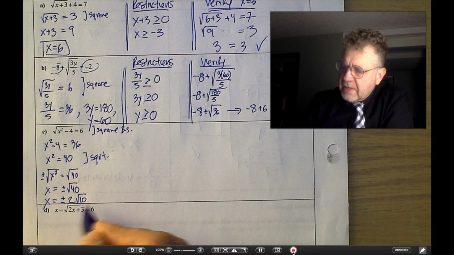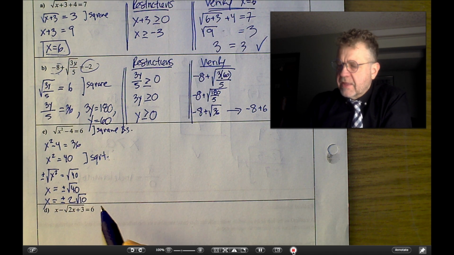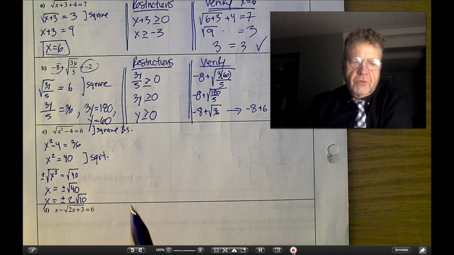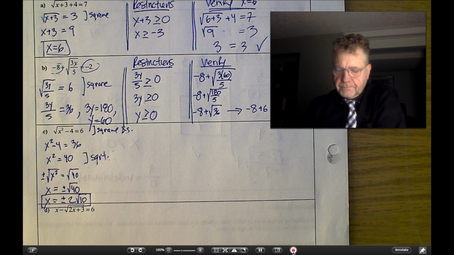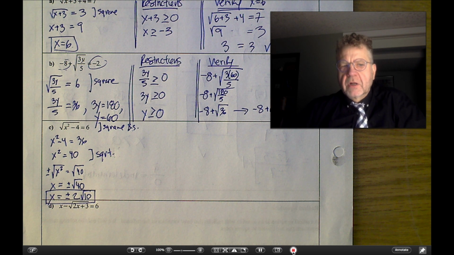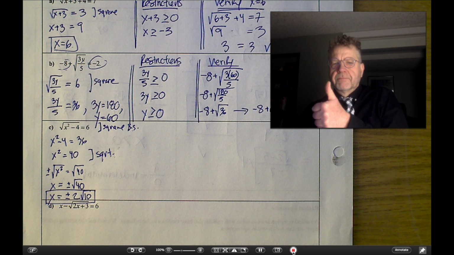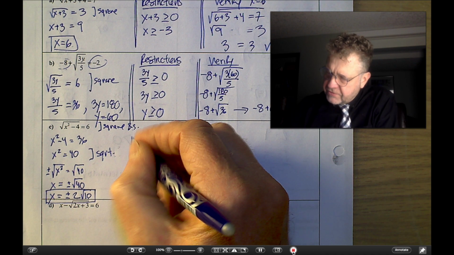And if you don't believe me, just do that calculation. Take the square root of 40, and then take the square root of 10 and multiply it by 2. You'll get the same answer, the same value. So there's your answer. Now we're going to look at both restrictions, and then we're going to verify. All right, so restrictions.